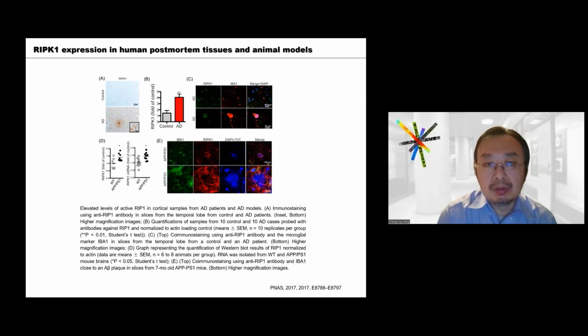So with this traditional method, we can see the difference of RIPK1 expression between disease and controls. Our goal is to find a PET ligand that can measure the same thing in vivo in animals and human patients.